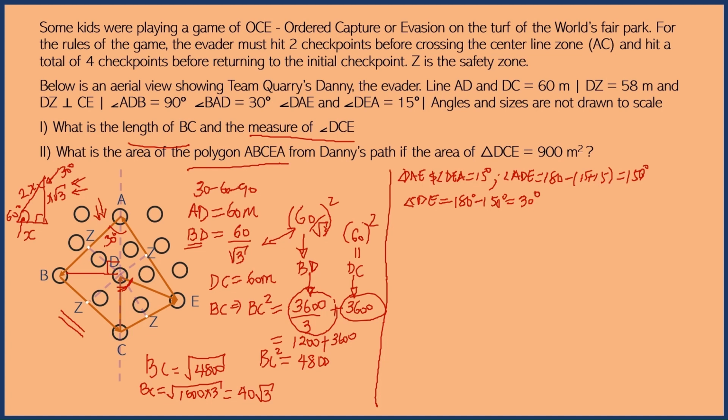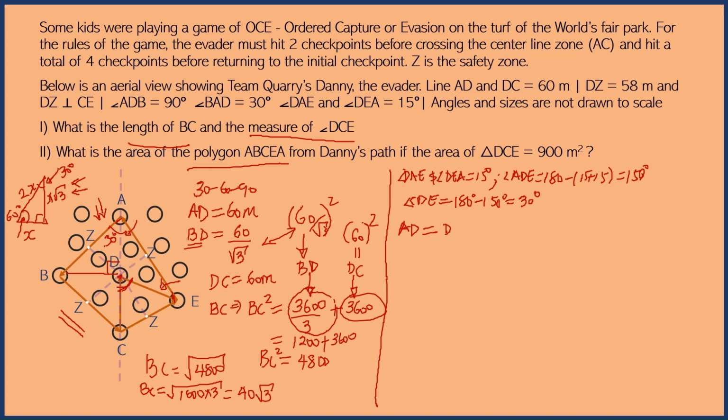So if you look at the question, you know that DE is going to be equal to AD. You know this because these two angles here are equal, so it's an isosceles triangle. So if those two angles are equal, then AD is equal to DE.